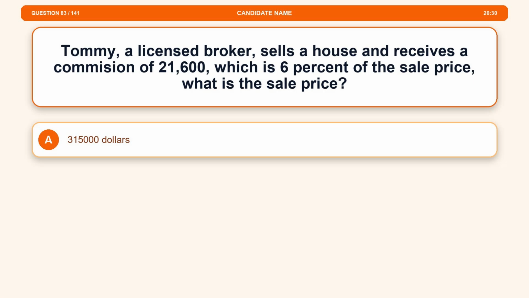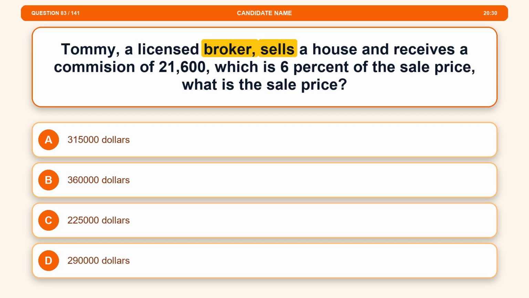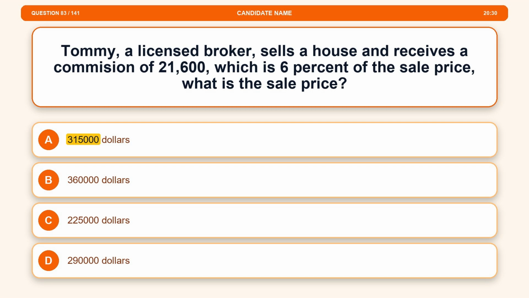In question 83, Tommy, the licensed broker, sells a house and receives a commission of $21,600, which is 6% of the sale price. What is the sale price? Option A, $315,000. Option B, $360,000. Option C, $225,000. Option D, $290,000.